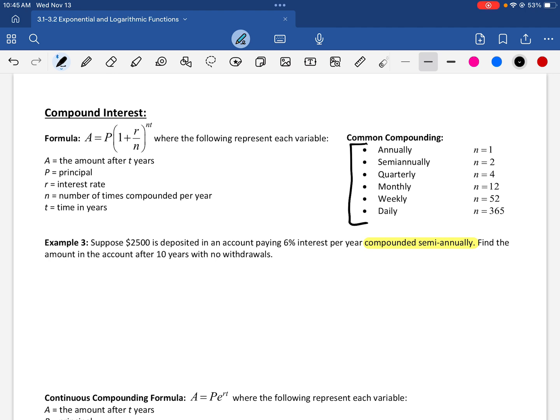All right, so let's see. We need to figure out where each of these things go. So A, it says the amount after t years, which I think is what we're actually trying to find in this case.